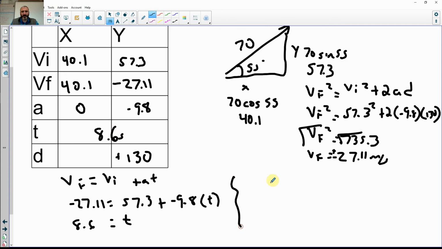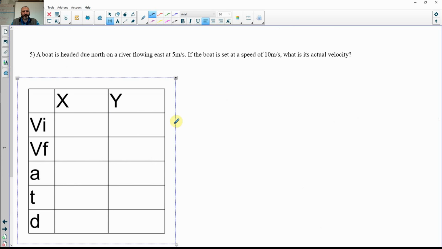And now again, I can do V equals D over T, all in the X dimension. So 40.1 equals D over 8.6. Multiply both sides by 8.6, and we should end up with a displacement of 345.4 meters. So hope that made sense.